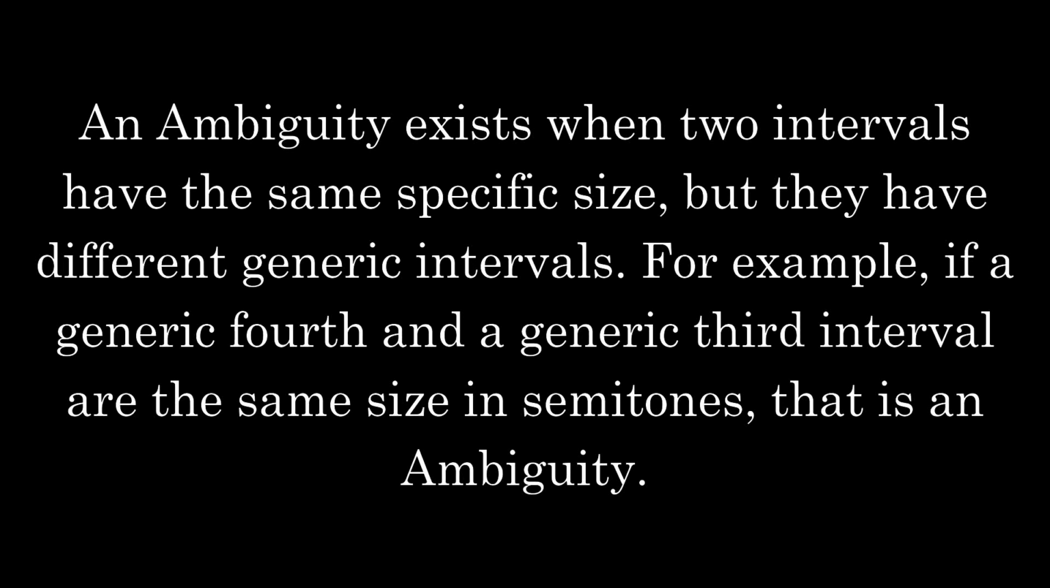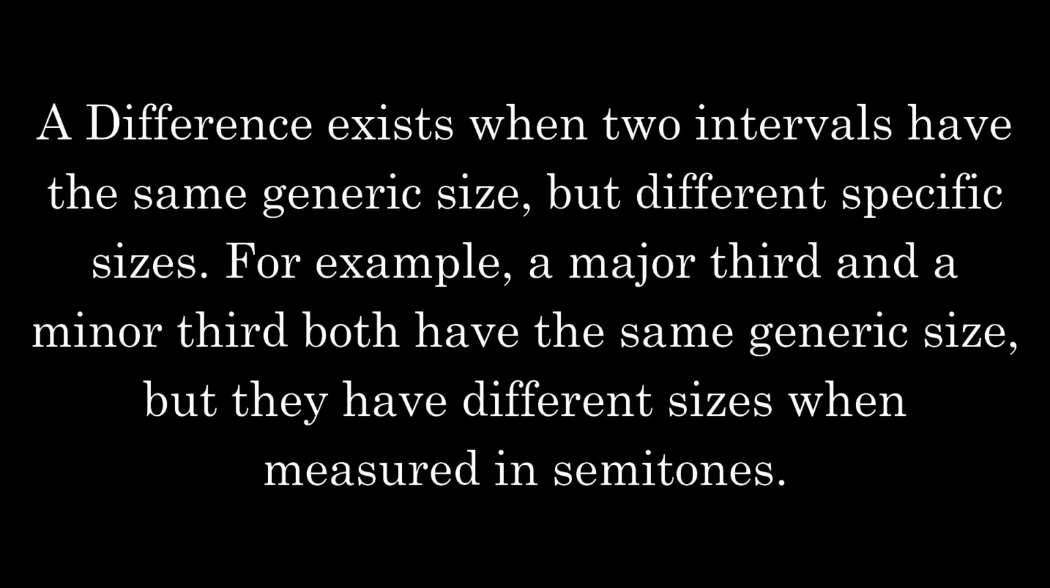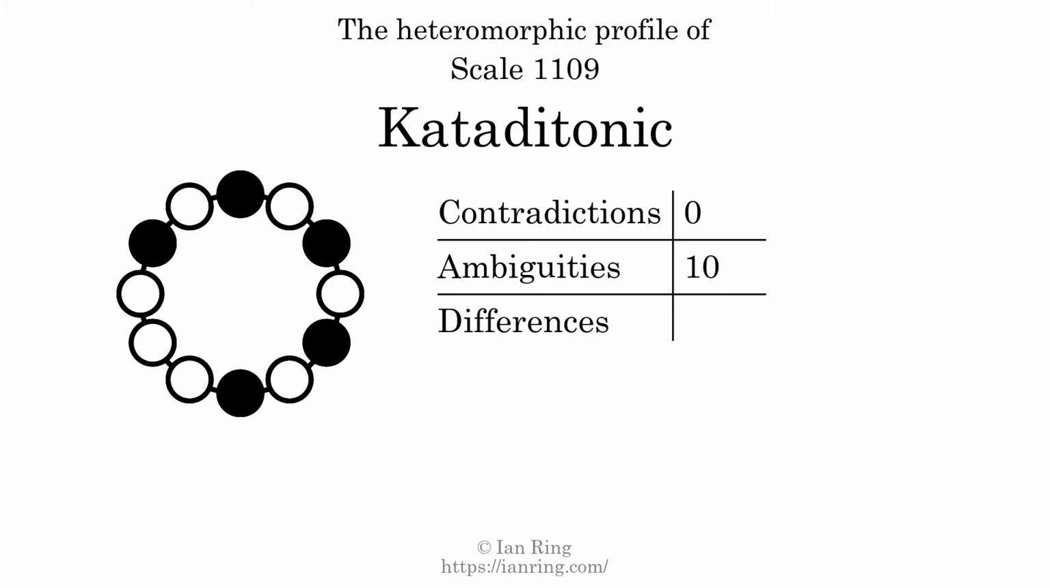An ambiguity exists when 2 intervals have the same specific size, but they have different generic intervals. For example, if a generic fourth and a generic third interval are the same size in semitones, that is an ambiguity. The number of ambiguities in this scale is 10. A difference exists when 2 intervals have the same generic size, but different specific sizes. For example, a major third and a minor third both have the same generic size, but they have different sizes when measured in semitones. The number of differences in this scale is 20.